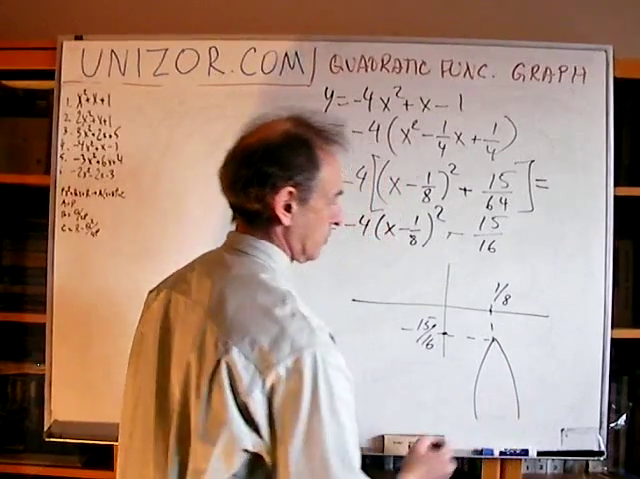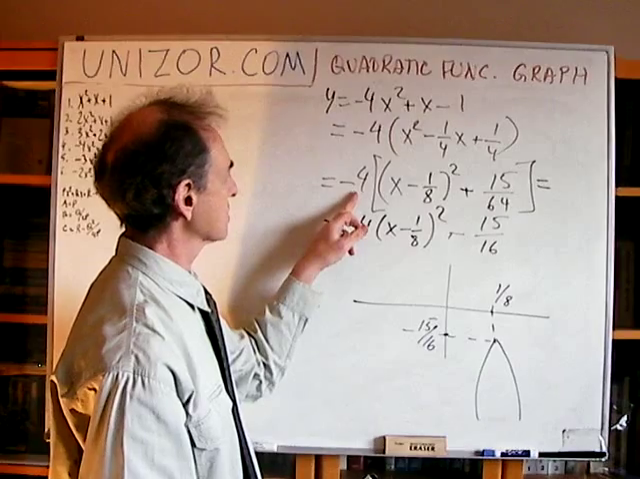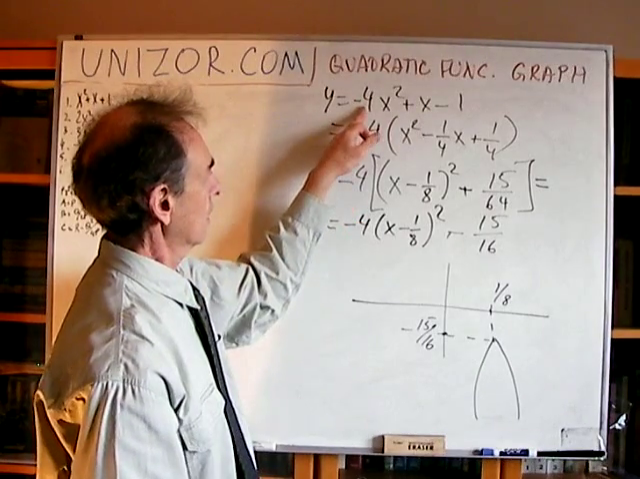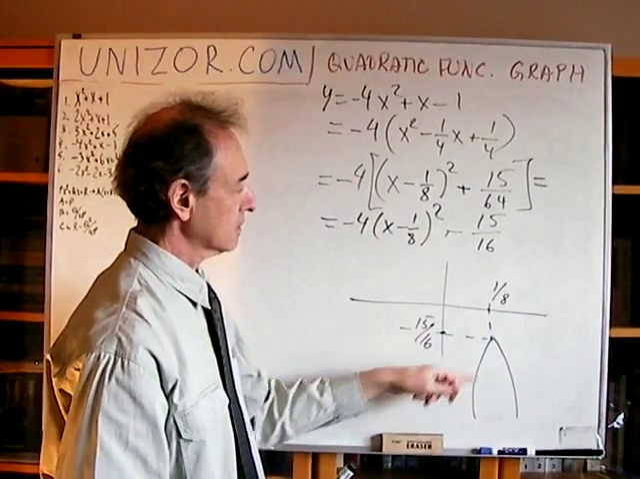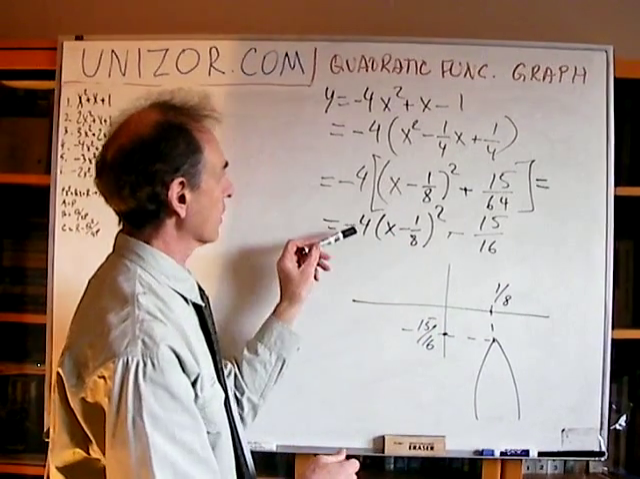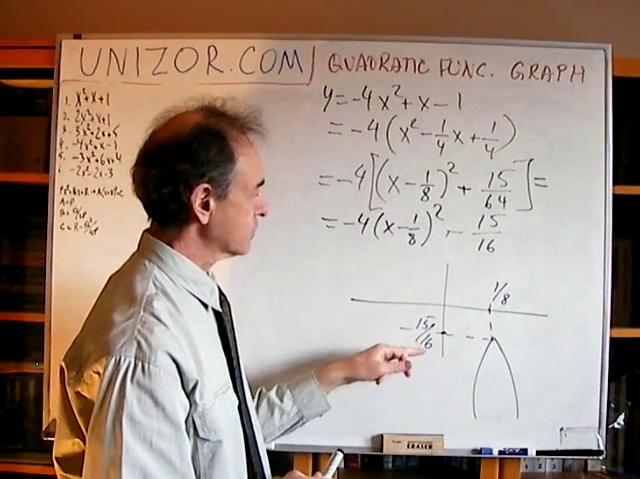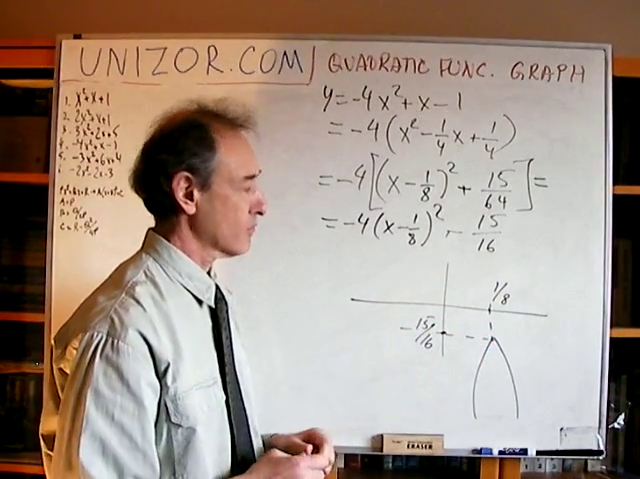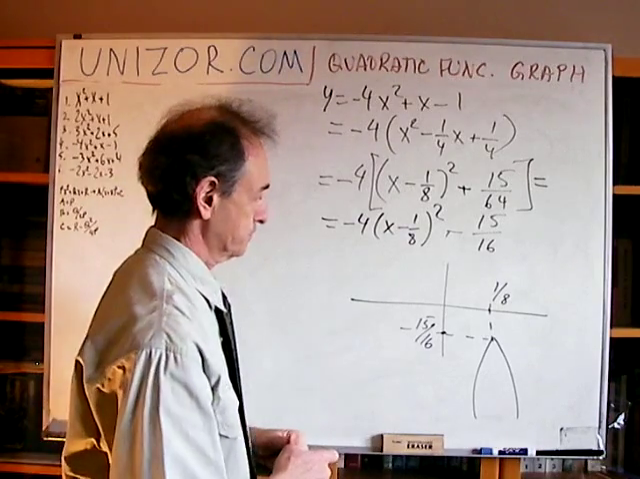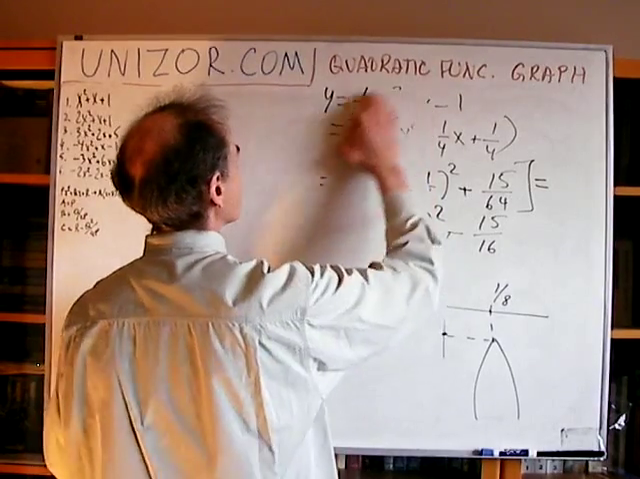This is the parabola which I'm looking for. So the horns are looking down because this coefficient is negative, and this is the original coefficient. And it very steeply goes down because the coefficient is 4 here. And then 1/8 and minus 15/16 is basically where the vertex is located. All right? Okay, so that's as much as we need for this particular case.